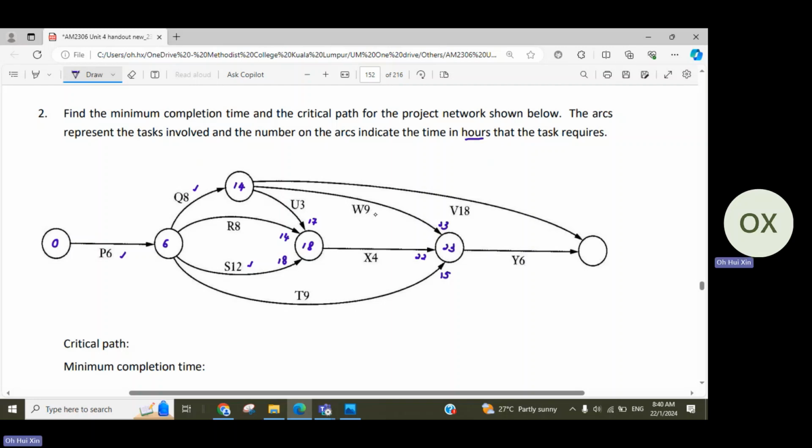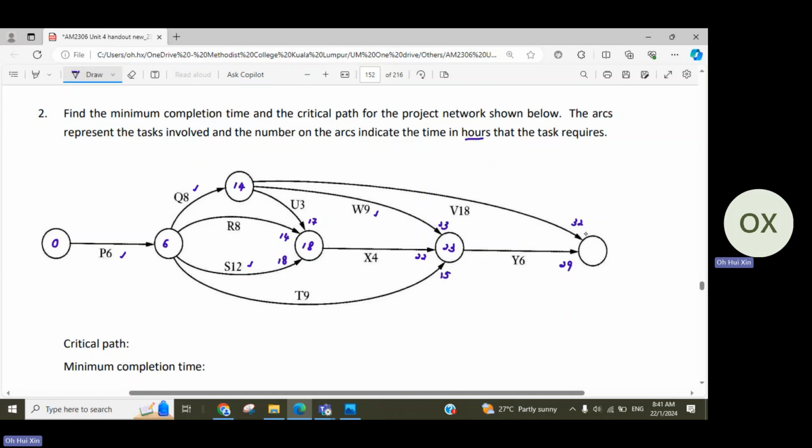So how do we get 23? It's actually from W9. Then continue from there, 14 plus 18. So once you complete U, you can start V already, and it will take 18 hours. Which means in total, we have 32 hours when we complete V. So for Y, it will be 29, 23 plus 6.